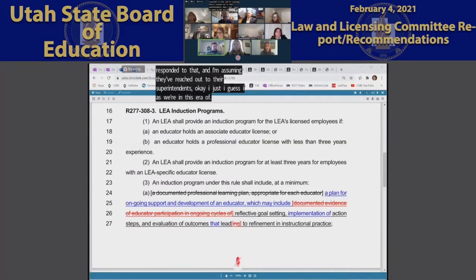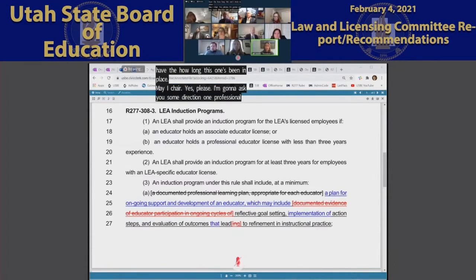May I, Chair? Yes, please. Ben Rasmussen, Director of Law and Professional Practices. This was originally adopted in February of 2019. Chair, may I add? Yes. So the language that was in the previous version that's crossed out, documented professional learning plan appropriate for each educator. So a plan has always been in place.